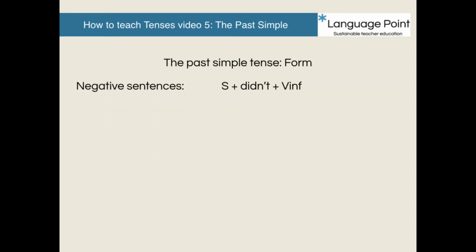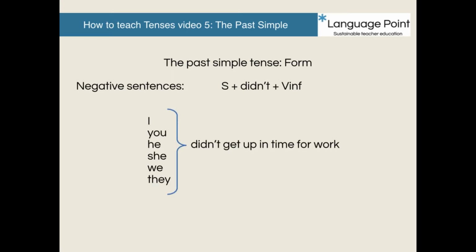Okay, moving on to negative forms. Again, this is easier than in the present simple because they all take the same do auxiliary in the past, which is didn't. So every person, doesn't matter if it's I, you, he, she, it, they, all take the same auxiliary, and we can say I didn't get up, you didn't get up, he didn't get up, didn't, always didn't. So that's quite easy to remember.